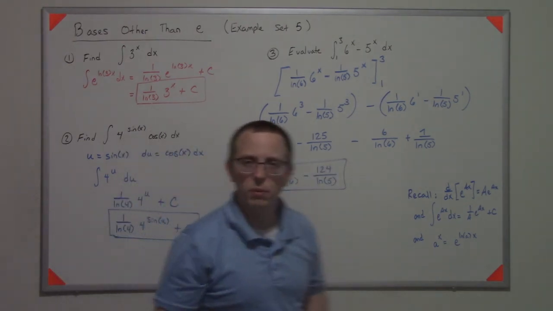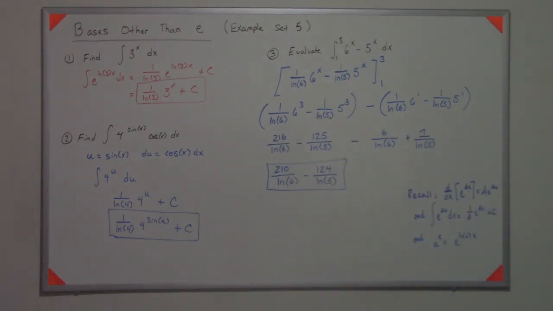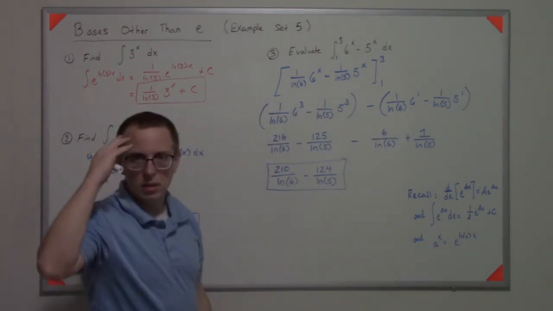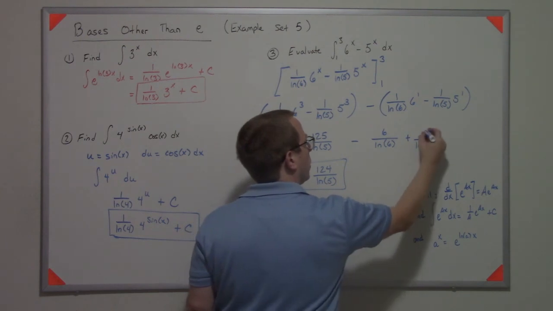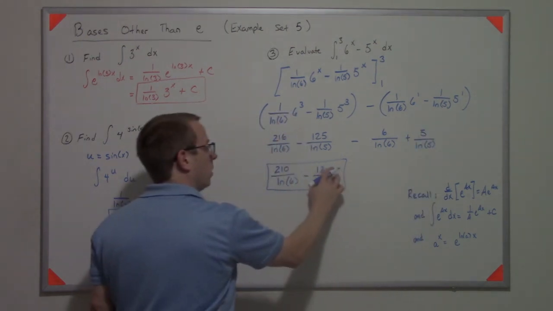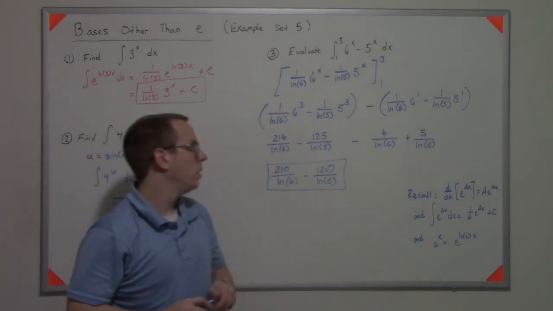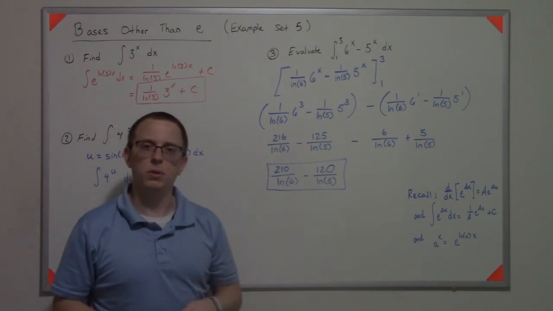Let me check. For some reason I feel like that doesn't match my notes. And it doesn't, because I wasn't thinking. It's 5, and that's 120 over natural log of 5. But other than that, that's the correct answer.